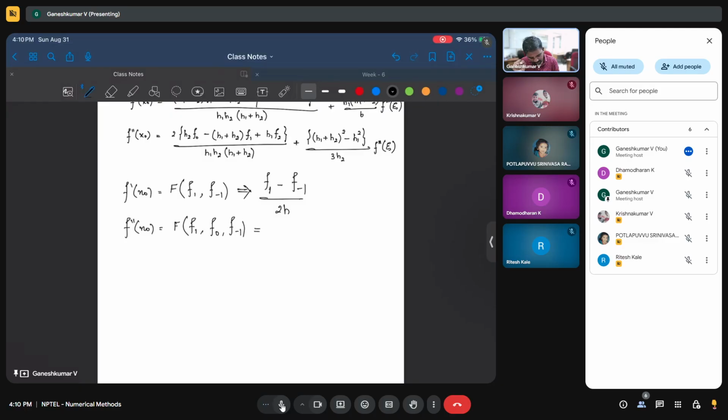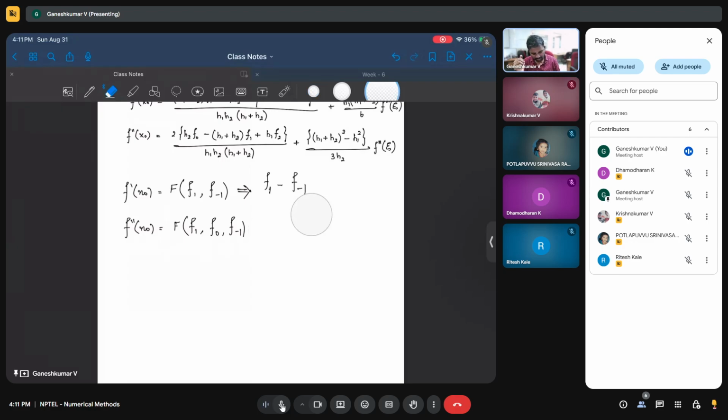So this is going to be f of 1 minus 2 f naught plus f of minus 1, divided by 2h squared, or maybe h squared. Okay, so this is how this varies. This is an exercise, you can do it by yourself to find out.